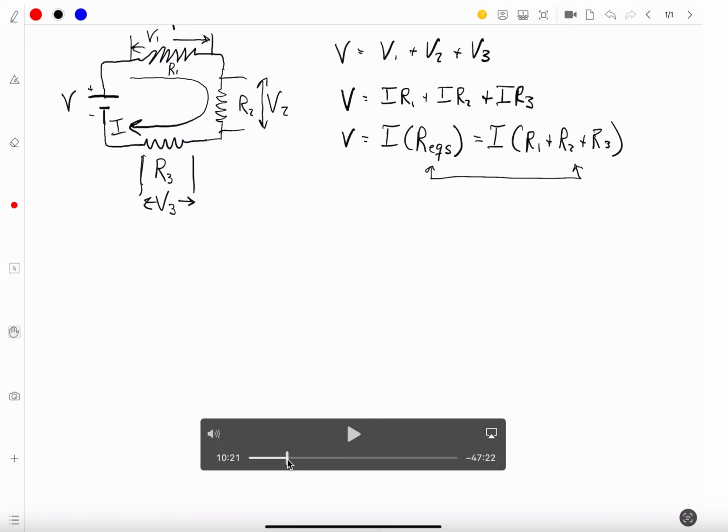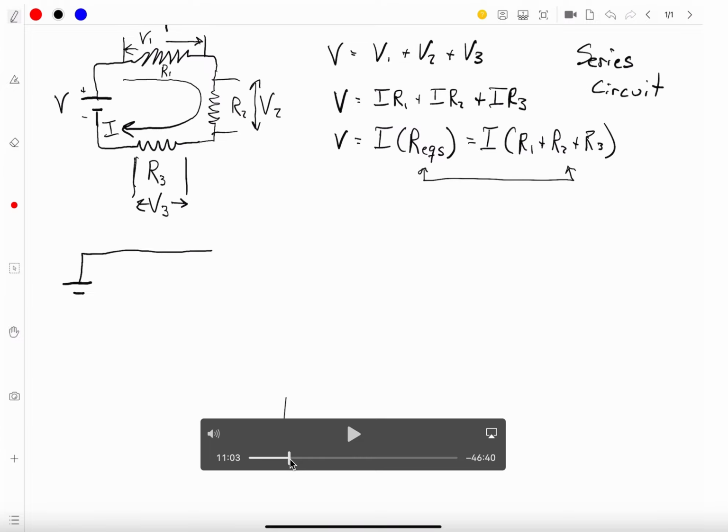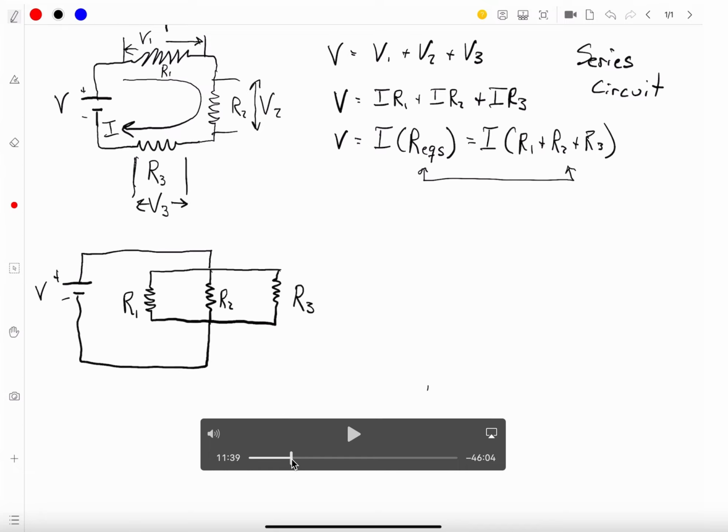So if we look at the current being the same for each one, V1 then is I times R1, V2 is I times R2, V3 is I times R3. And if we factor out the I, then we have V equals I, and the equivalent resistance, that's R_EQ,S right there in series, that equals I times (R1 plus R2 plus R3). And so those two things are equal, and therefore we have the series circuit equation for R_EQ.